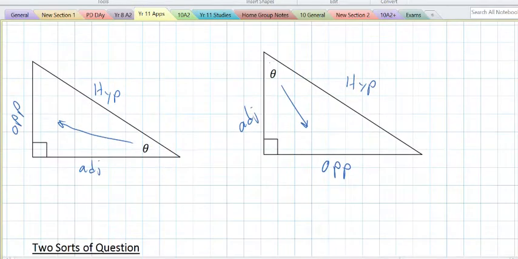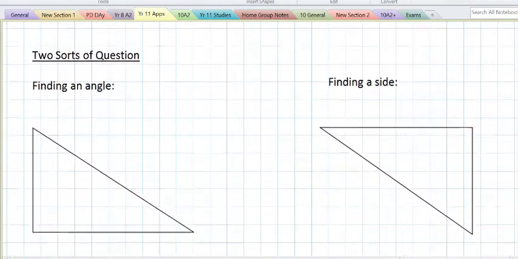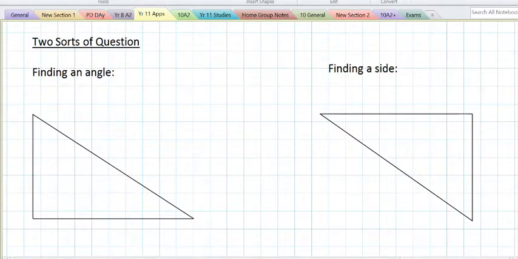Everyone got that? Beautiful. Two sorts of questions: finding an angle and finding a side. And then please draw two other right angle triangles.